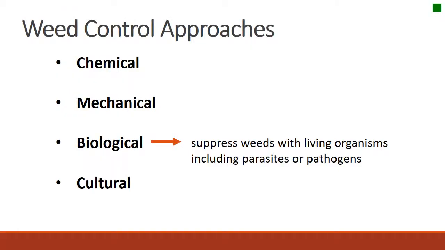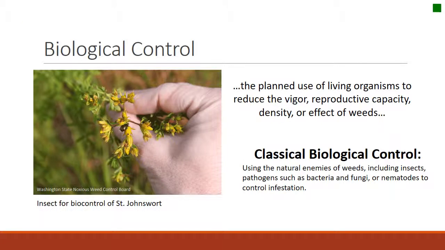Next up, we've got biological controls, and that's the suppression of weeds using living organisms. We'll go over some definitions and some examples here now. So what is biological control? Like I said, it's the planned use of living organisms to reduce the vigor, reproductive capacity, density, or effect of weeds. Here's an example right here of a beetle on St. John's wort.